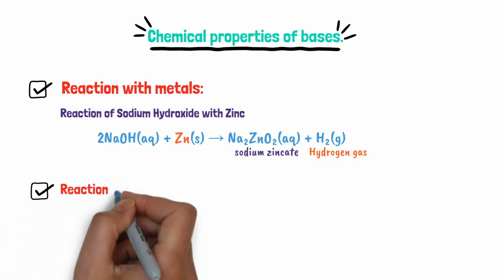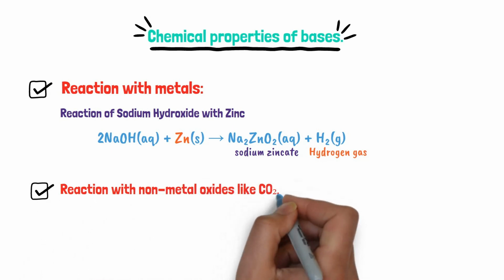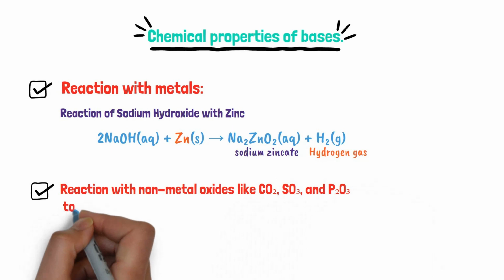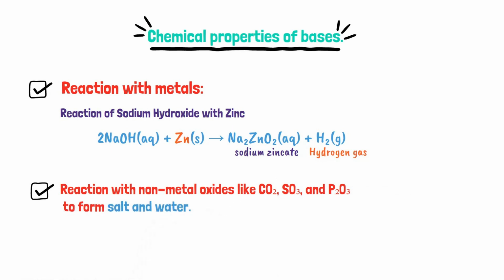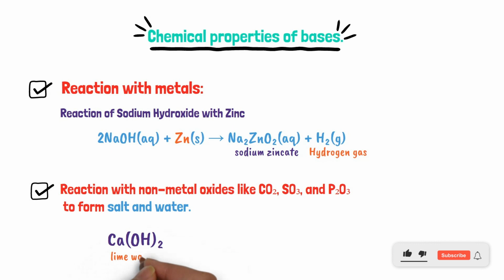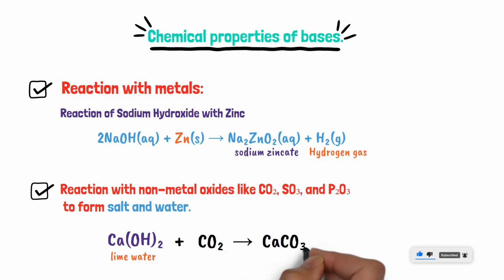Bases also react with non-metal oxides like carbon dioxide, sulfur trioxide, diphosphorus trioxide to form salt and water. For example, calcium hydroxide, also known as lime water, reacts with carbon dioxide to form calcium carbonate and water.